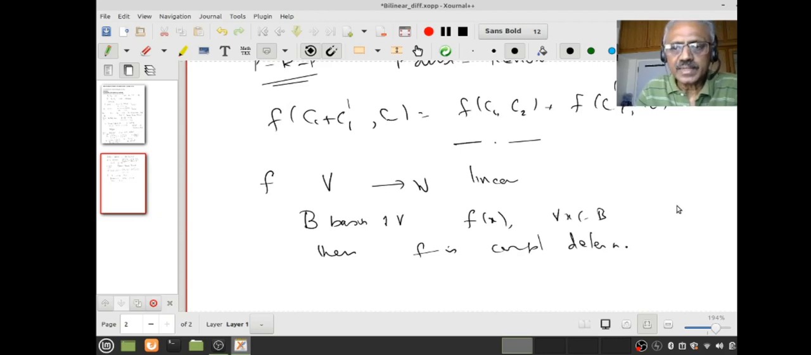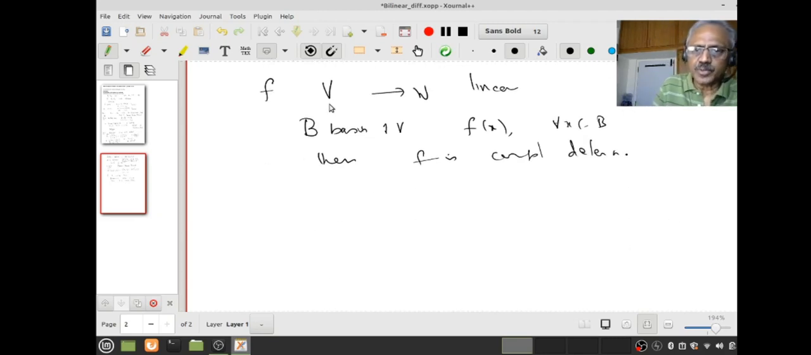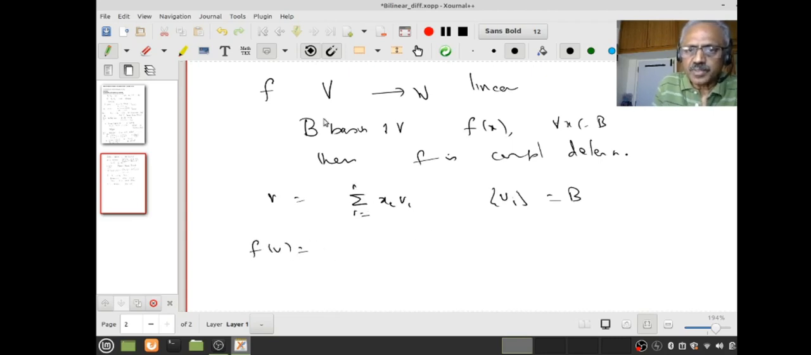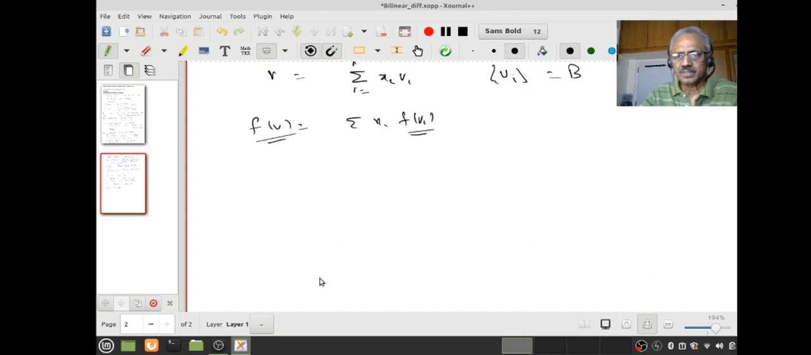What do I mean by that? All of you know that if V is finite dimensional, then given any vector v, I can write it as summation xi vi, where the vi form a basis B, with i equal to 1 to n, etc. Then what is f of v? Remember, f is linear, therefore this is summation xi f of vi. But I know what f of vi is, and since I know how to write v as summation xi vi, that means I know f of v. That's what we mean. This is linear algebra, you should be sure of such things.